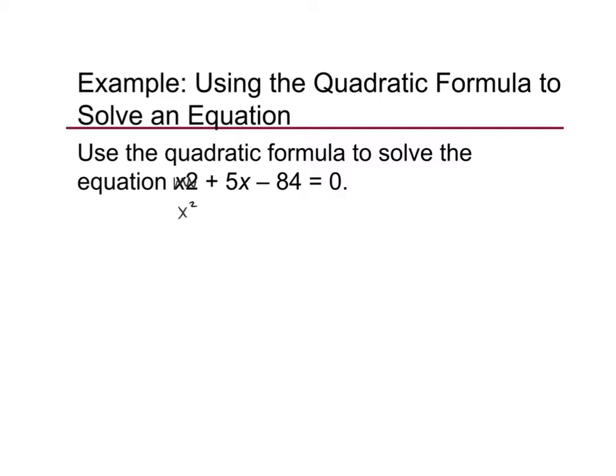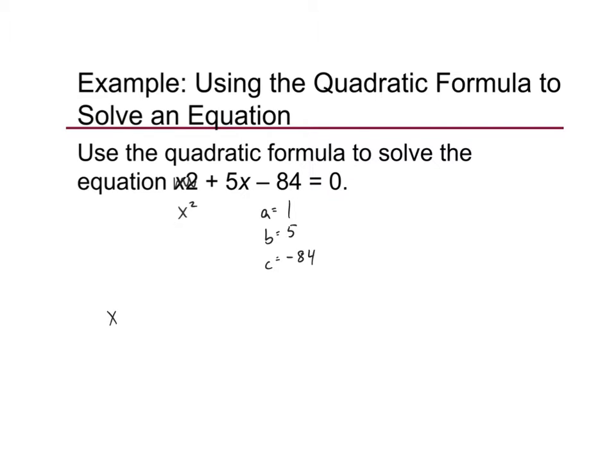X squared. There we go. All right, so as with the previous example, one thing that will really help you is to write down what the values of a, b, and c are. A is the number in front of the x squared term, but I don't see a number there, which means a is equal to 1. B is the number in front of the x term. Notice I circled the sign also. So b is equal to 5. And c is the number that is by itself, the constant term, and that is a negative 84.